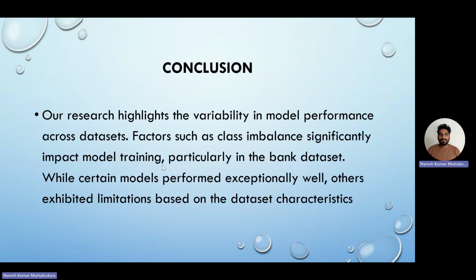And this conclusion: our research highlights the variability in model performance across datasets. Factors such as class imbalance significantly impact model training, particularly in the bank datasets. While certain models performed exceptionally well, others exhibited limits based on the dataset characteristics. Class imbalance affects the model training: in the severely unbalanced bank dataset, accuracy is much larger than the F1 score as compared to the mushroom and coupon datasets.